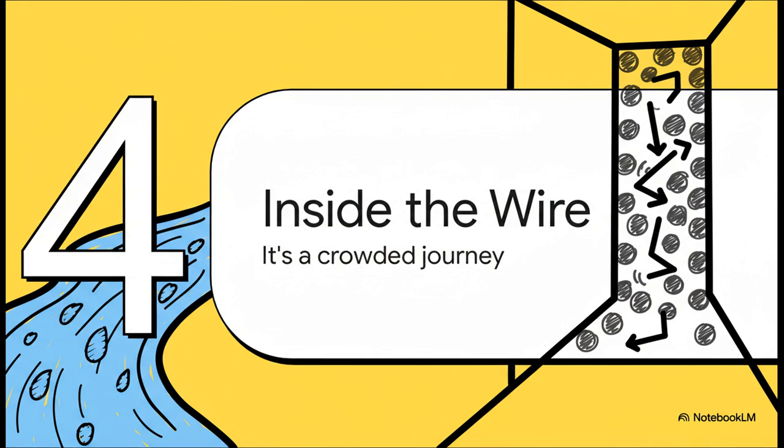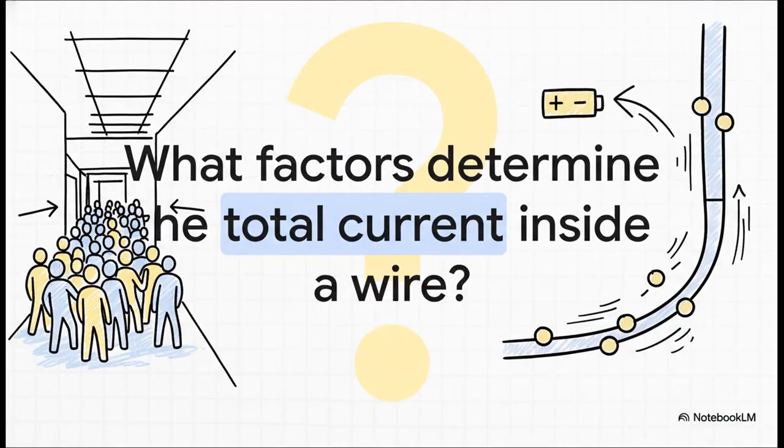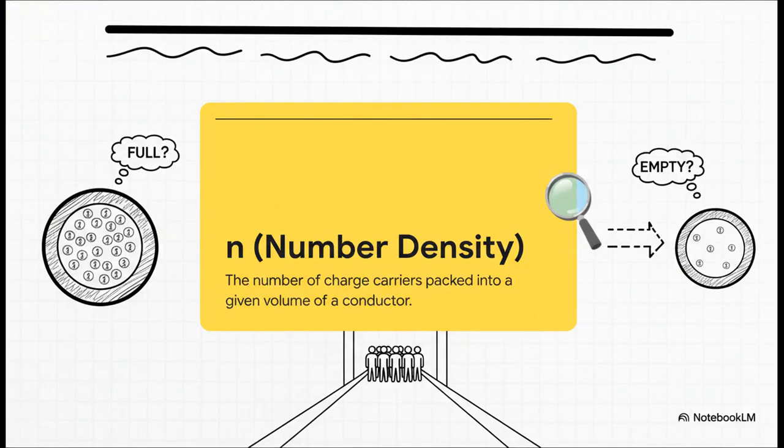So that river analogy is great for getting started, but an open river is one thing. What's it really like for an electron inside a copper wire? Well, it's way less like an open river and a lot more like trying to move through an unbelievably crowded hallway. So if you're picturing that super crowded hallway, what factors are going to affect how many people can actually get from one end to the other per second? Well, the exact same logic applies to the electrons in our wire. What determines the total current? First up, we have N, which stands for number density.